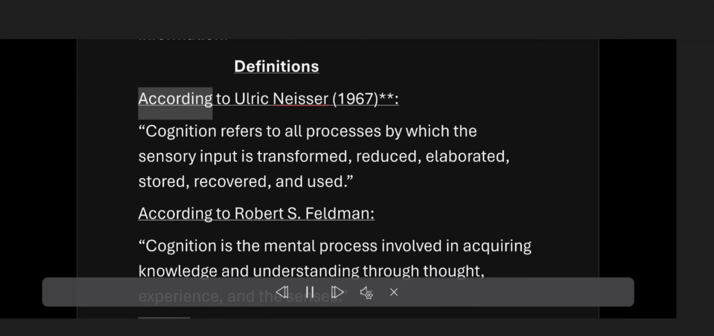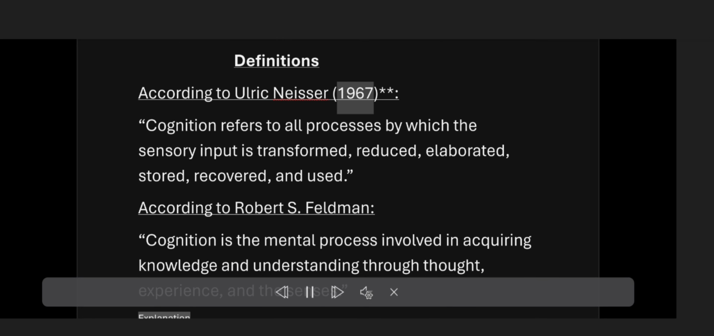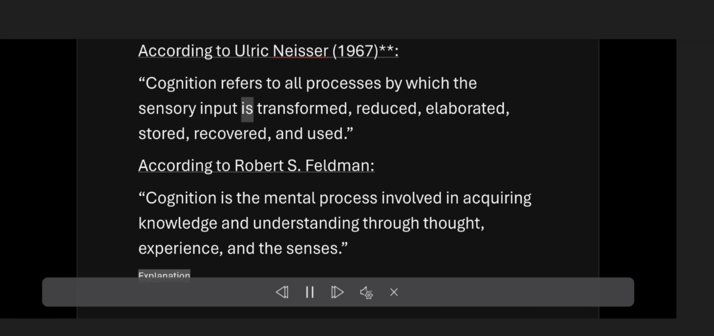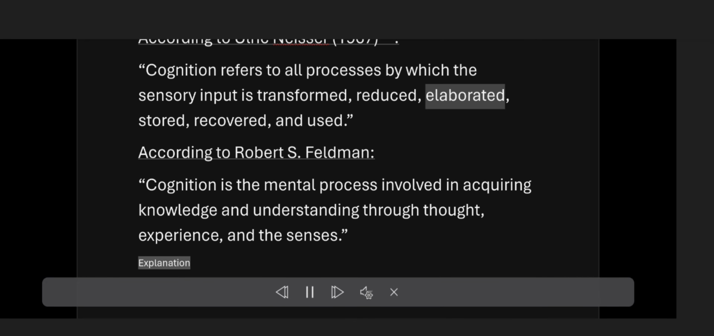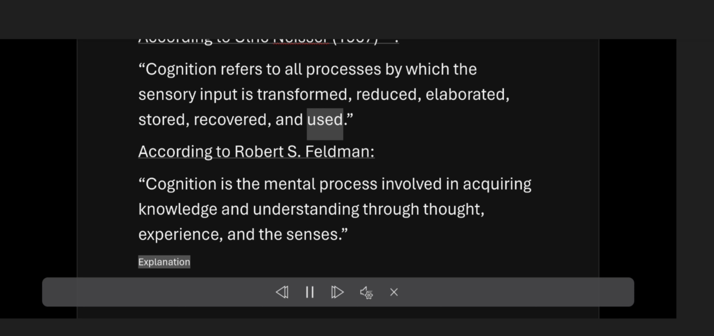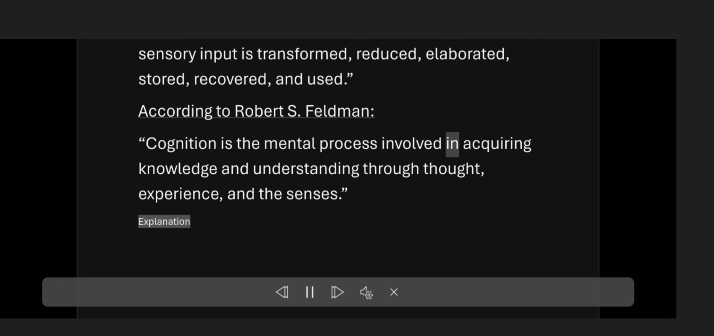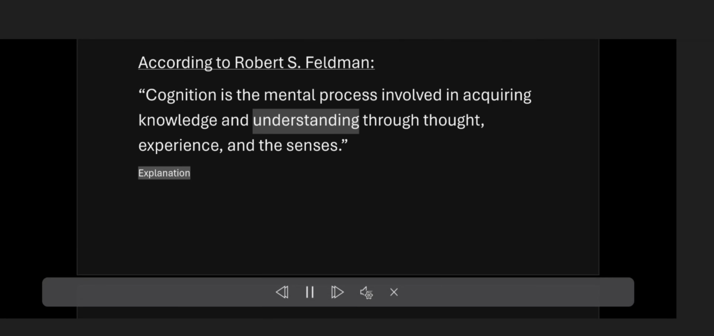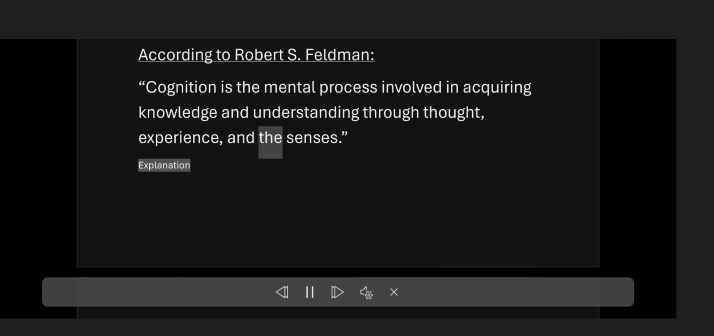Definitions. According to Ulrich Neisser, 1967, cognition refers to all processes by which the sensory input is transformed, reduced, elaborated, stored, recovered, and used. According to Robert S. Feldman, cognition is the mental process involved in acquiring knowledge and understanding through thought, experience, and the senses.